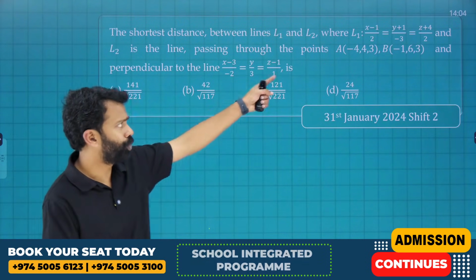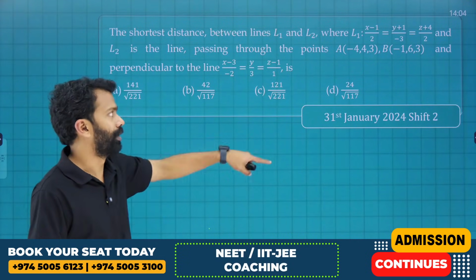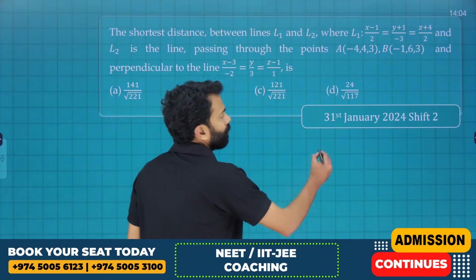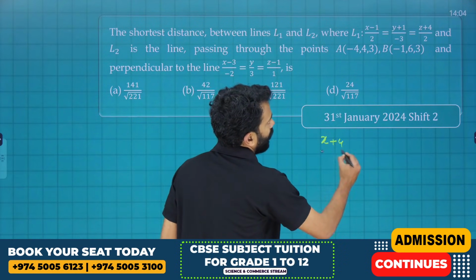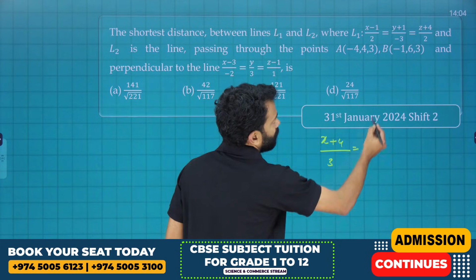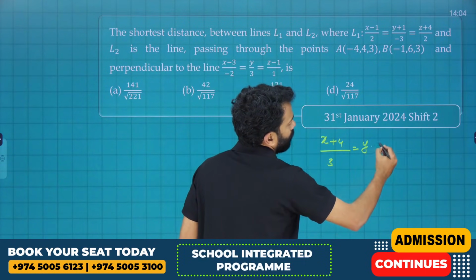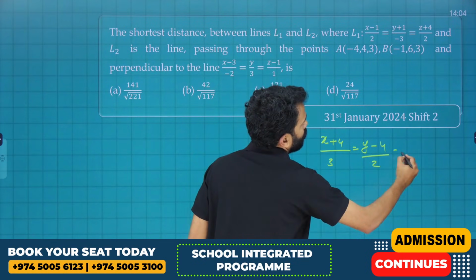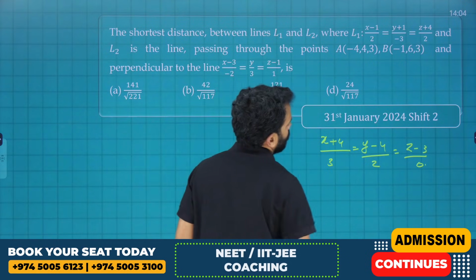If a line is passing through 2 points, it's very easy to get the equation of that line. The equation of the line will be like x minus minus 4, that is x plus 4 divided by 3 minus minus 4 direction ratios, which is equal to (y minus 4) divided by 2 is equal to (z minus 3) divided by 0.